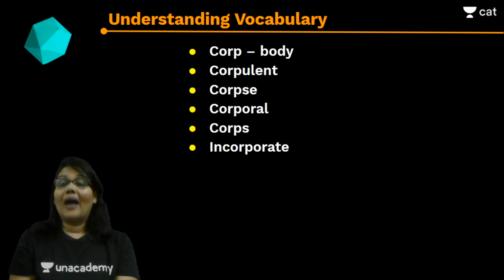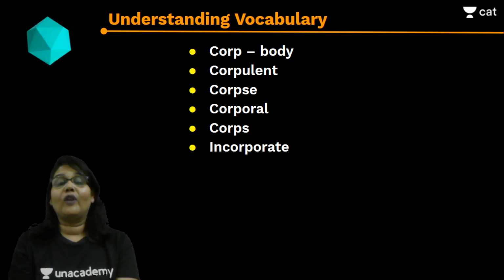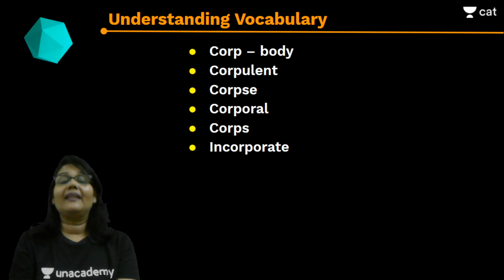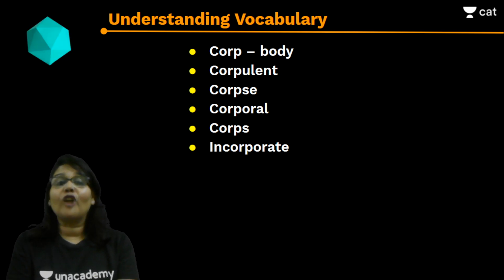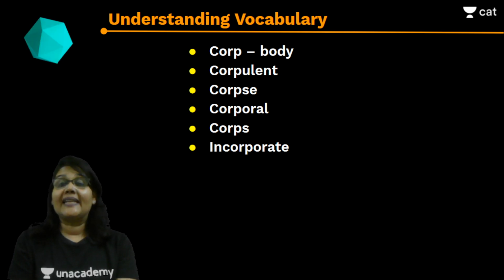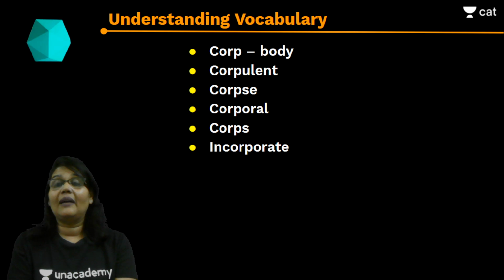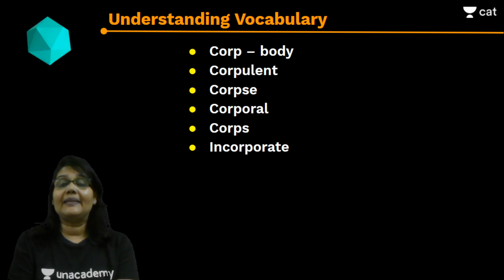Guys, one thing, be careful. There is a difference between the third word, corpse, and the fourth word, corps. Corpse is a dead body. But corps is a group. It is not a dead body. So please be careful when you're using this, right?